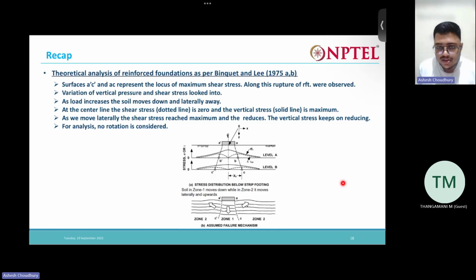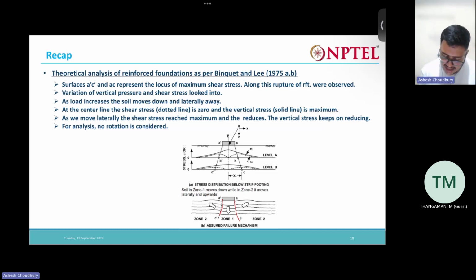Now let us see for the other two modes of failure, how Wickederly analyzed theoretically how to solve this problem. So here you can see the surfaces AC dash, AC, A dash, C dash, and AC. These actually represent the surfaces where the shear stresses are maximum.